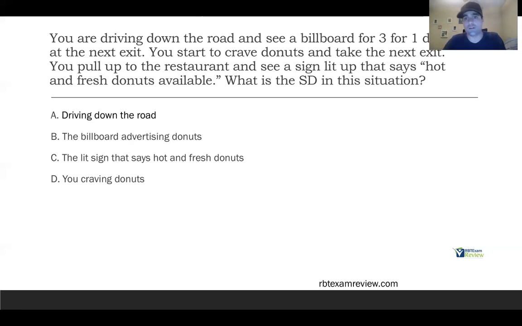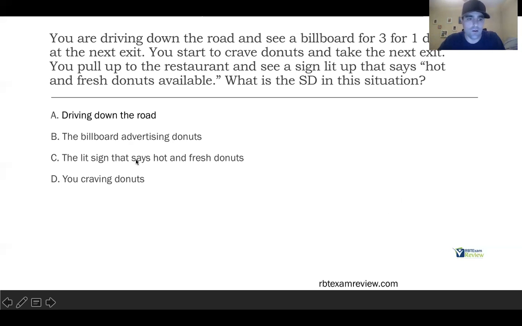It's making you want donuts, but just because you see a billboard doesn't mean donuts are available. Maybe the exit is closed, the restaurant's closed, maybe it's an old billboard. So just because there's an MO that makes you want something doesn't mean it's available. Not until an SD is reinforcement available. So what is telling us that the donuts are available? What is the SD? The lit sign that says hot and fresh donuts available. There's your SD. You now know donuts are available inside.